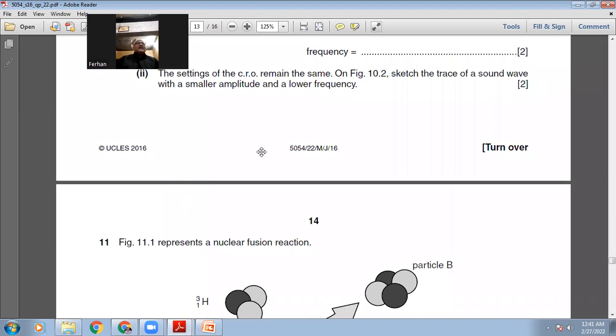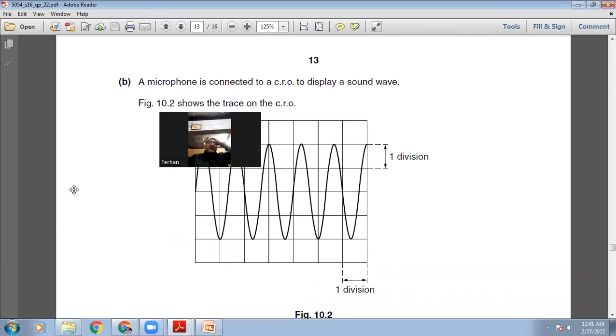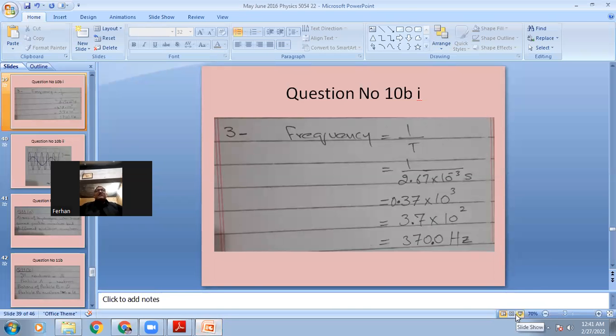Then he says the settings of the CRO remain the same as in figure 10.2. Sketch the trace of a sound wave with a smaller amplitude and lower frequency. So here on this graph, you have to draw the wave which has the smaller amplitude. So its amplitude from the mean position will be less, and it has a smaller frequency, so the time period will increase. First the wave was completed in about 1.5 squares on the x-axis. Now it will be completed, let's say, in 2 squares. So let me show you. I have drawn that wave.